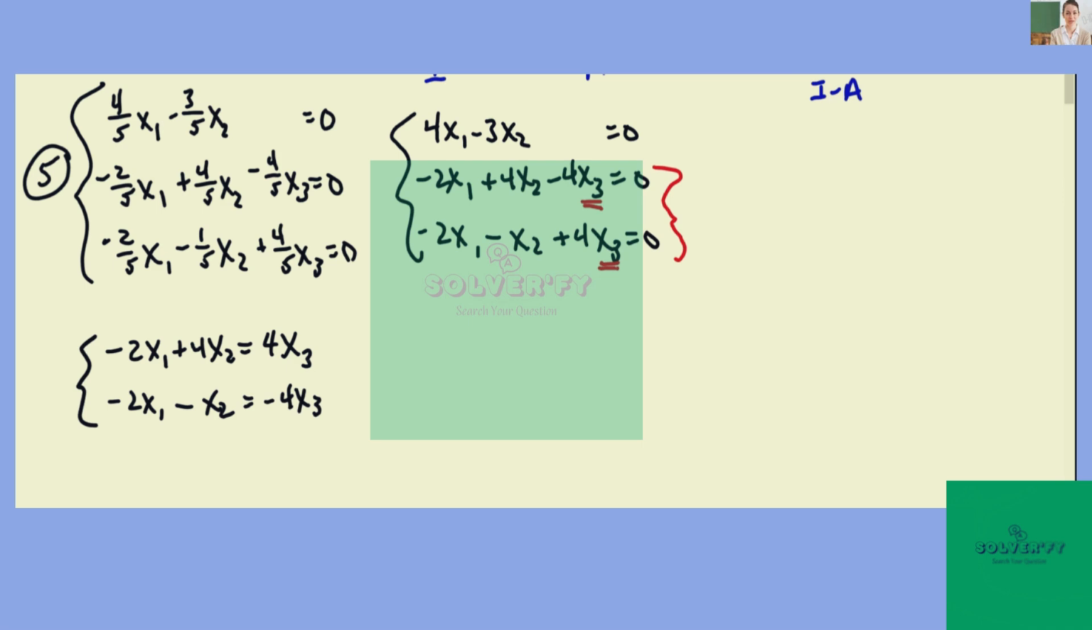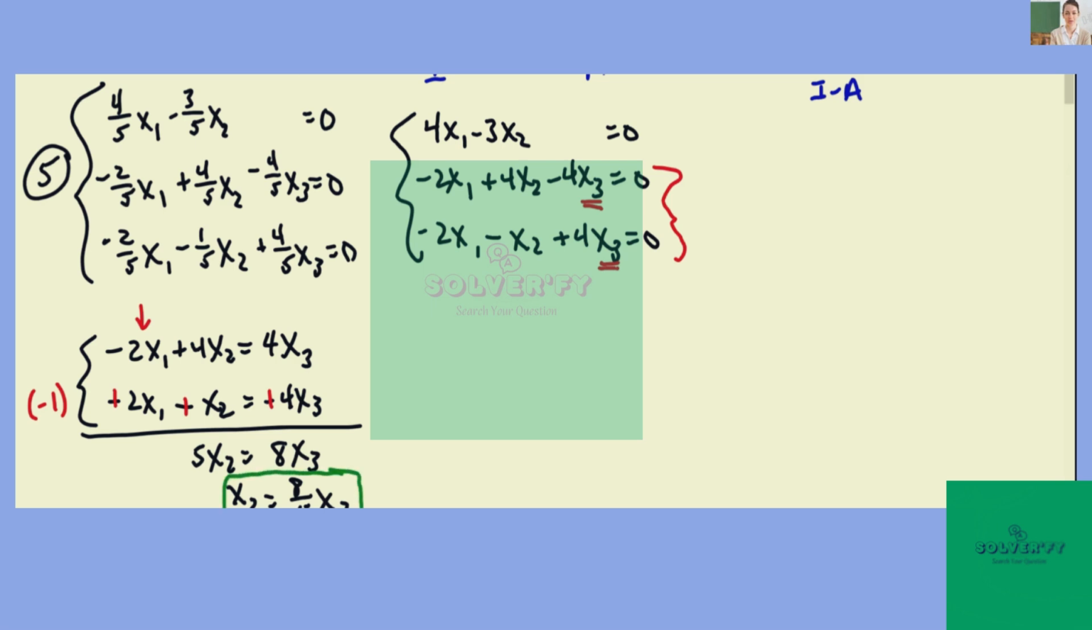Now I'm going to take this second line and multiply it by negative 1. That way I can use the elimination method and get rid of my x sub 1s. Rather than rewrite, I'm just going to change the sign. Since everything is negative, this will make everything positive. And when I go to add these, I end up with 5x sub 2 equals 8x sub 3, or x sub 2 equals 8/5 x sub 3. I'm just going to box this so I don't lose it.